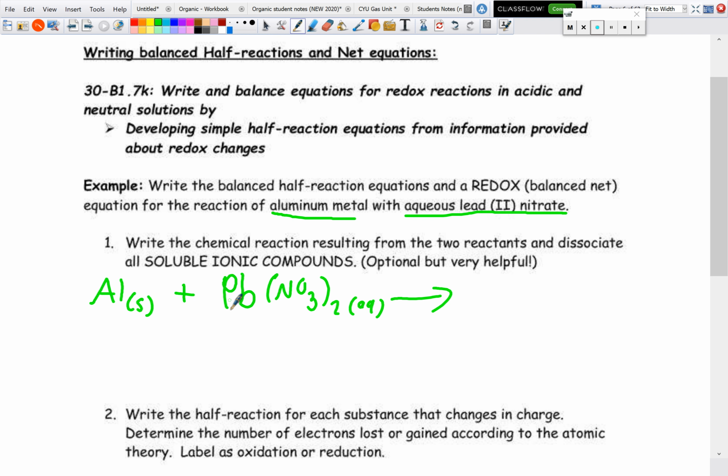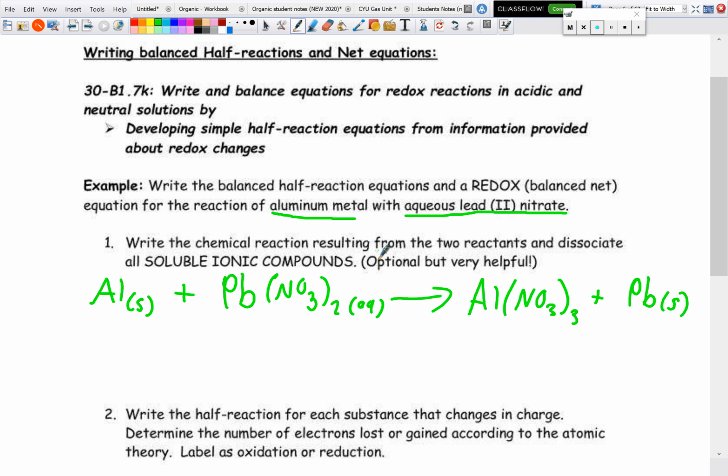Now, if you look at this, you remember this is a single replacement reaction, so that means the aluminum is going to replace the lead. So our new ionic compound is going to be aluminum nitrate, so that's Al(NO3)3, and then lead solid. Now, for these here, we don't really need to worry about balancing it yet, because we're going to balance it when we actually build our redox equation. So we want to get the electrons transferred in. So we're just going to leave this unbalanced.